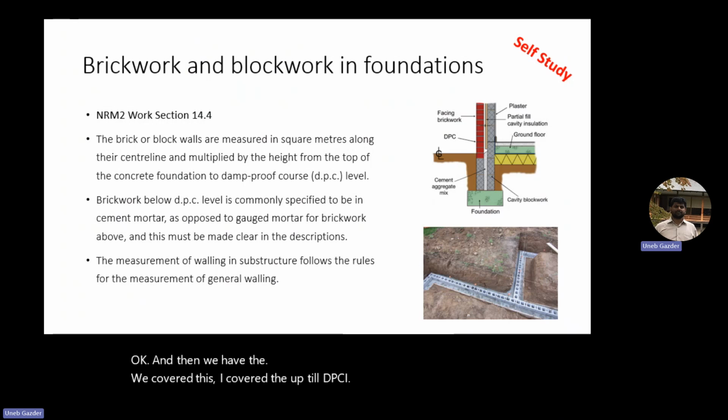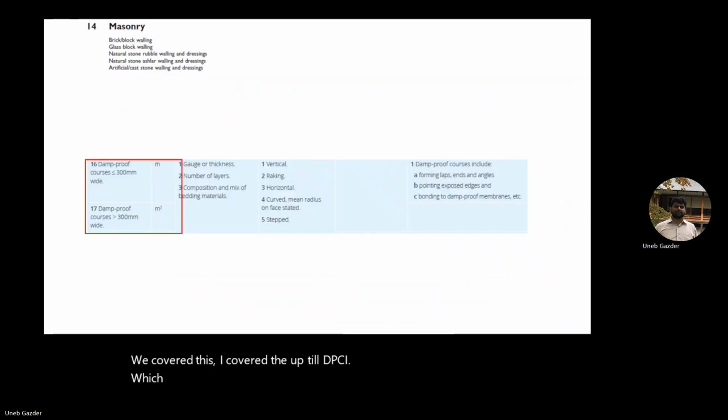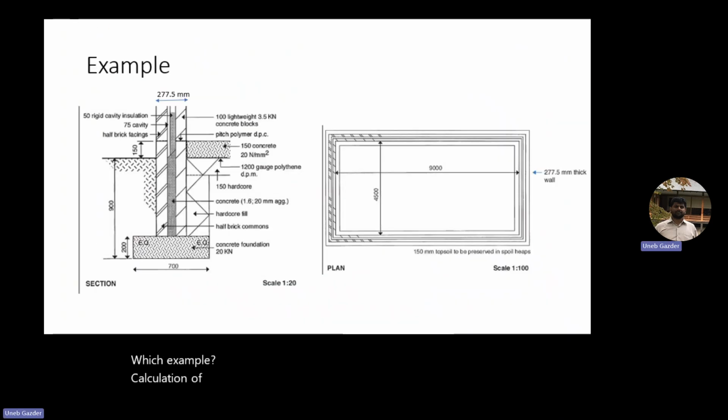Which example? For the calculation. Calculation of what? This one? Yeah. Okay. So the internal dimensions are given. They are to the internal wall, the inside of the internal wall, the extreme internal wall, and the wall thickness is given.